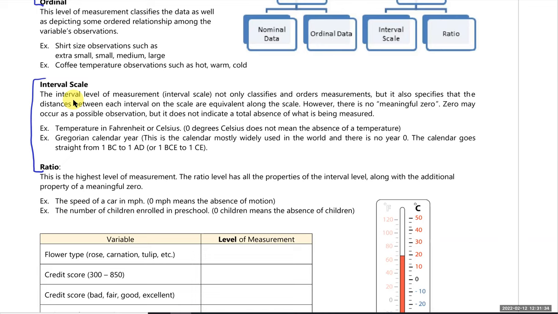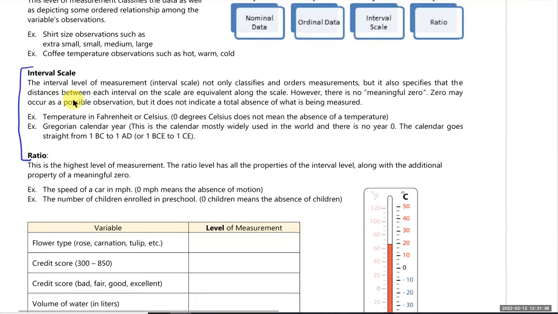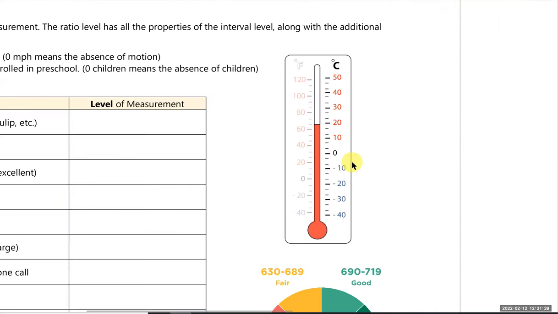So the easiest example to give you is temperature. I've got my thermometer here and I'm going to go with Celsius, 0 degrees Celsius. Does that mean there is no temperature? Right? That's just silly, right? There is temperature. It just happens to be really cold, right? 0 degrees is when water freezes. I don't know if we're aware of that, but 0 degrees Celsius is when water freezes.